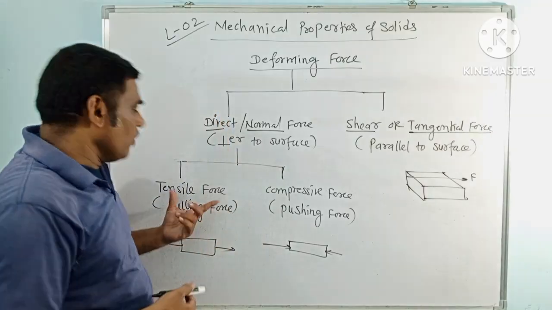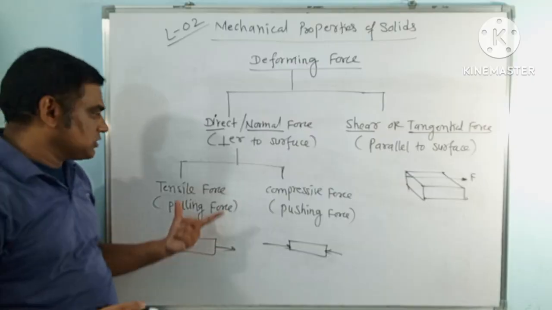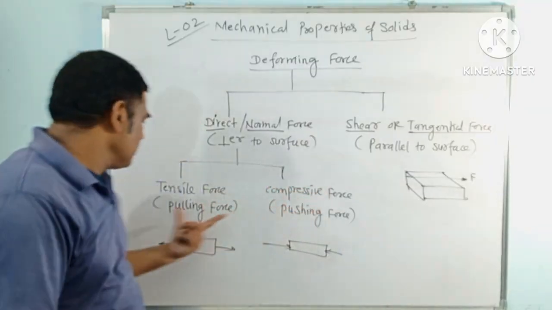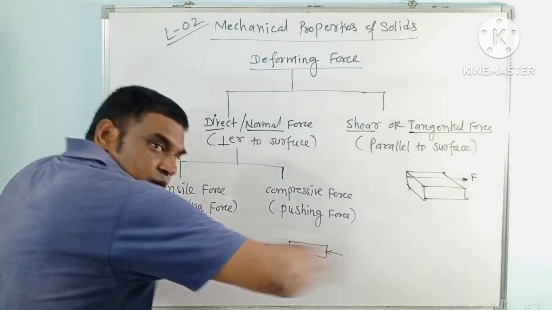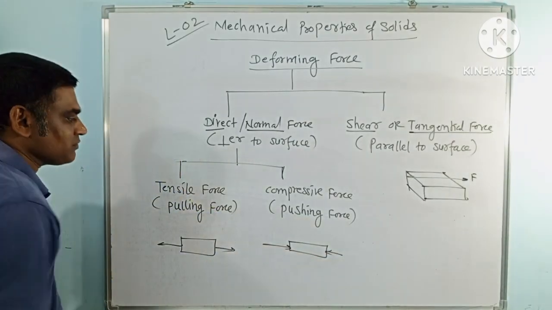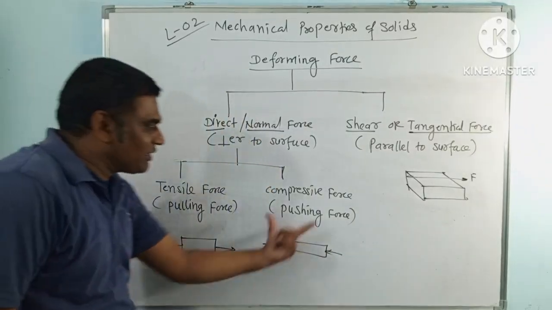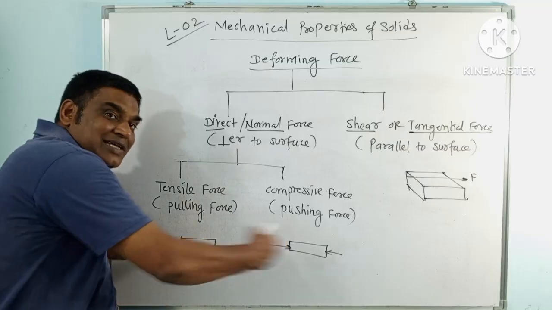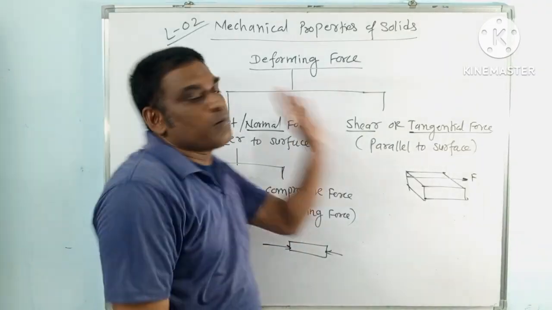Now, this direct or normal force has two types: tensile and compressive. What is a tensile force? It is a pulling kind of force. It's called tensile force. Compressive force is this kind of force, it will try to reduce the dimension, while tensile will try to increase the dimension. Okay, so these are the basic types of forces.